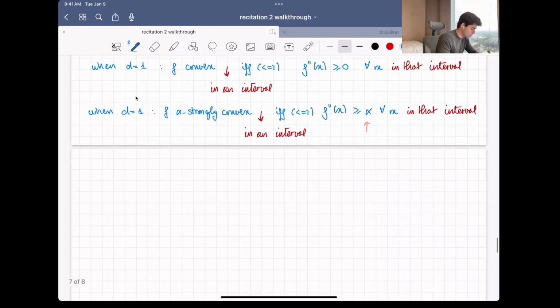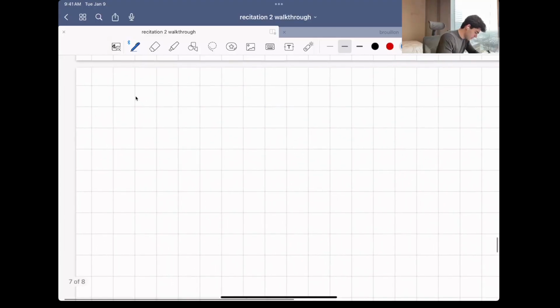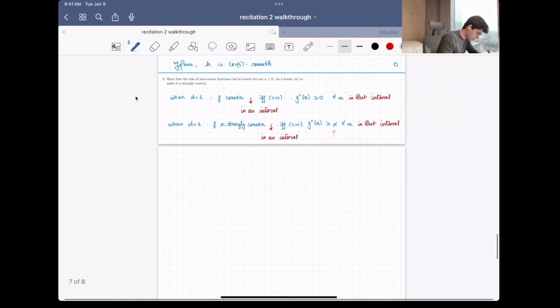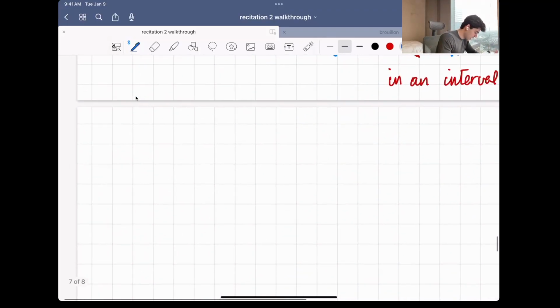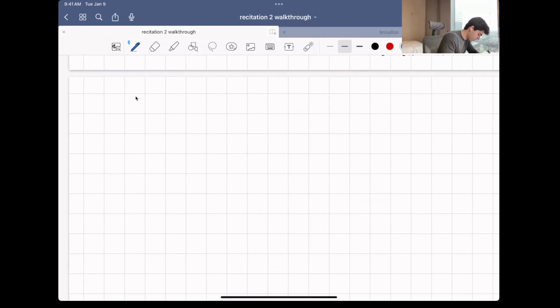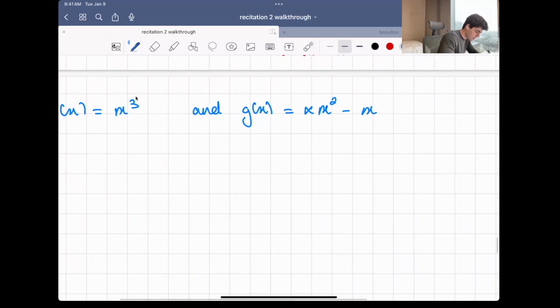What do we do now? We will just try to find two functions in a sort of smart way, and then we'll add them up like we've been doing for the other exercises. So let's define two functions. Let f of x equal x cubed, and g of x is equal to alpha x squared minus x cubed.